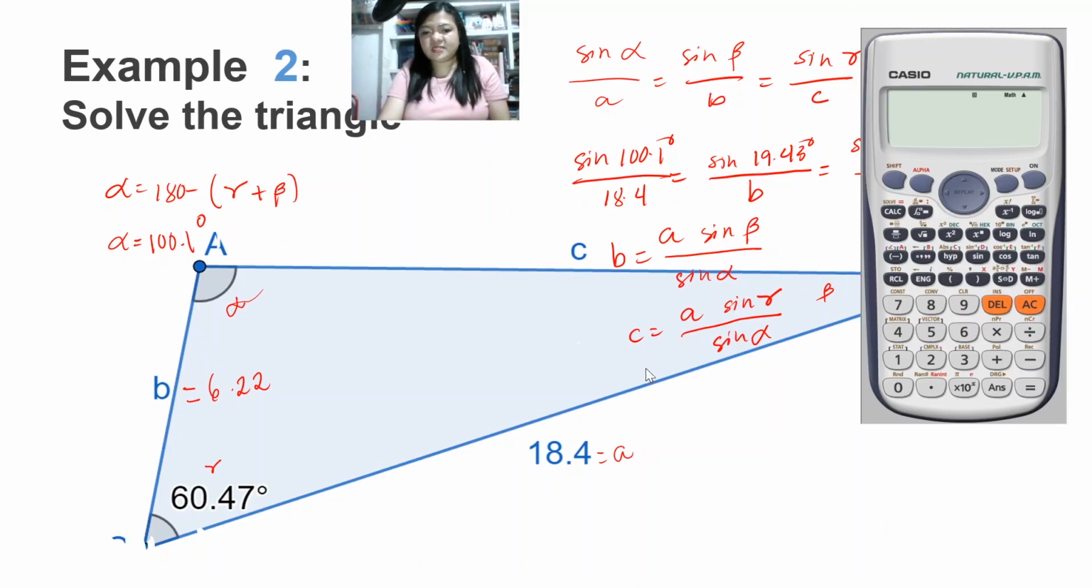Now let's get the length of C. So C is A, which is 18.4, times sine gamma, which is 60.47, divided by sine alpha, which is 100.1. Okay, so the length of C is 16.26. Can write it here.